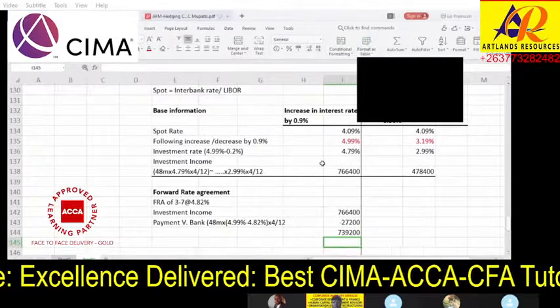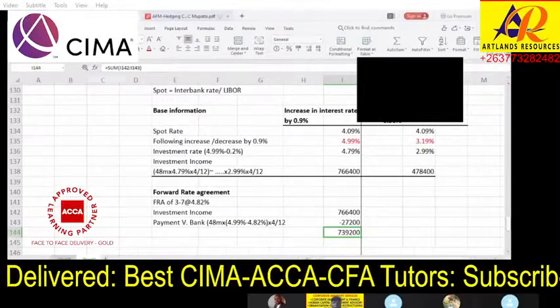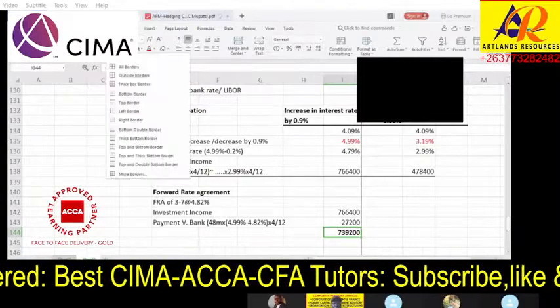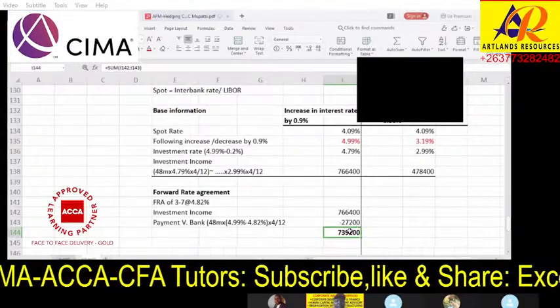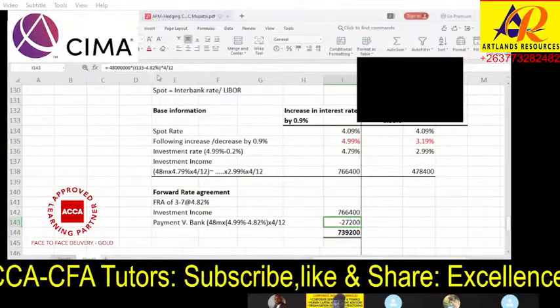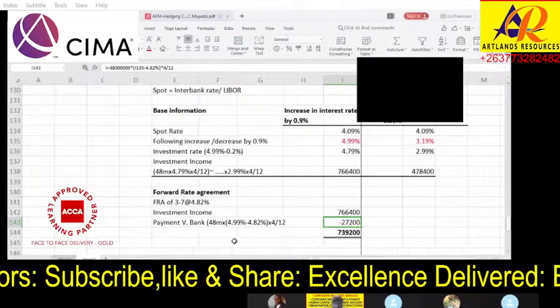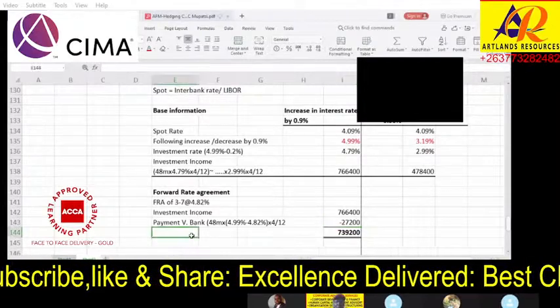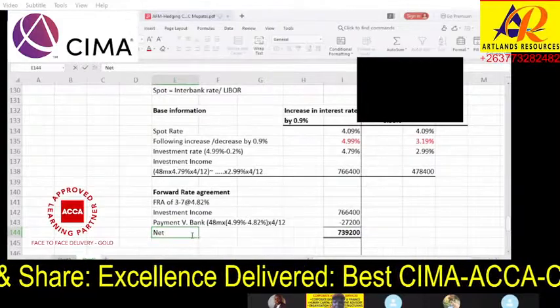So there you go. 739,200 becomes the amount, the receipt that you get. You get that? Just checking whether you've done it right. Well, it is fine. Here, this is called net outcome. Net outcome from the forward.